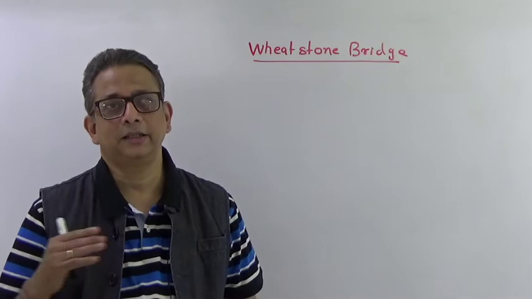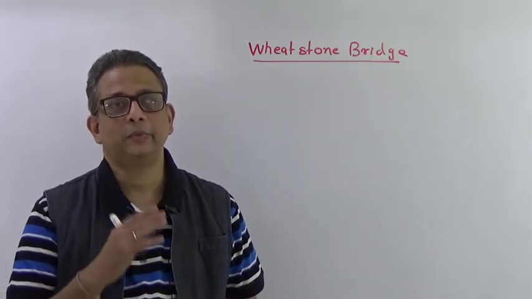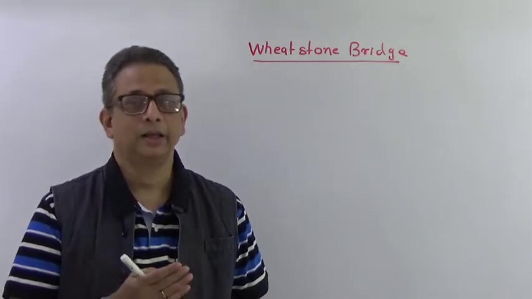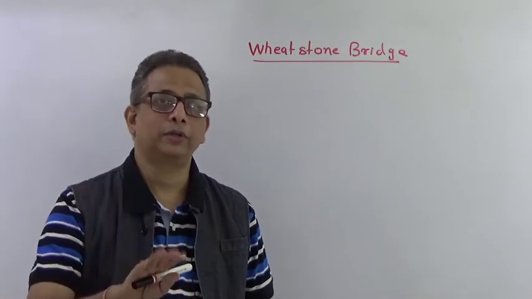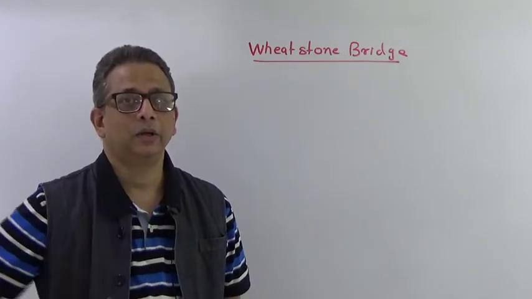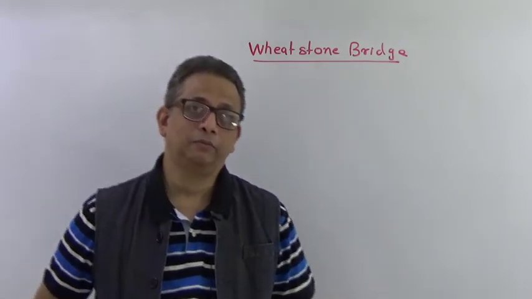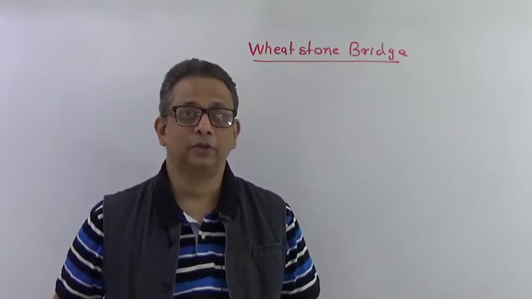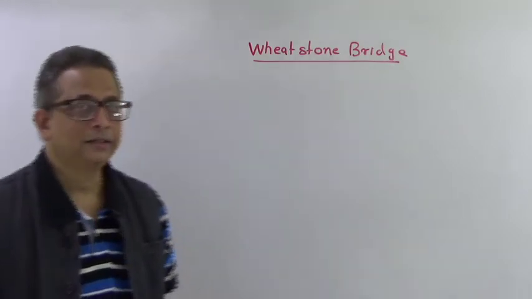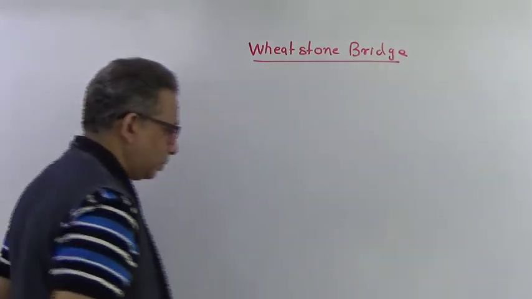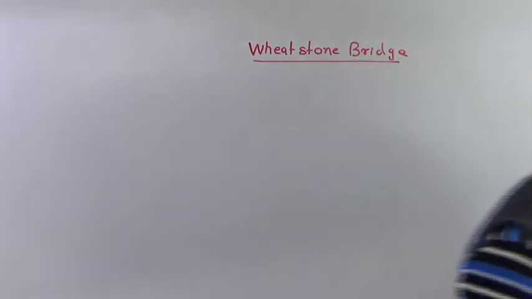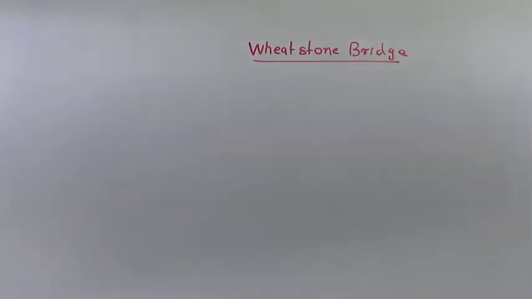If that condition is met, then that circuit can be simplified, and then you can do the grouping of resistors and you can find the equivalent resistance to find the main current that is flowing in the circuit. So let us see what this Wheatstone bridge is all about. Let me draw the basic diagram.